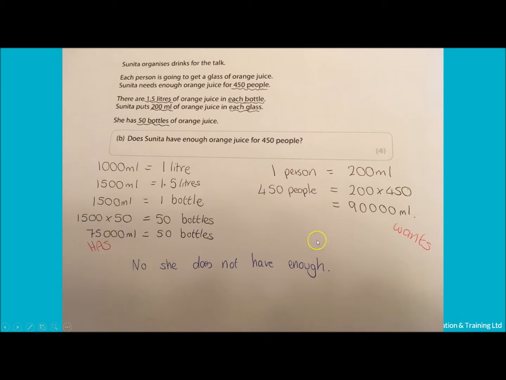So to get the 4 marks for that question, we need to say no. And we probably need to have the 75,000 and the 90,000 or some other similar working that compares the different amounts of juice. It doesn't have to be set out the way I've done it. So well done if you worked that one out and if you did some kind of similar maths to get those figures.